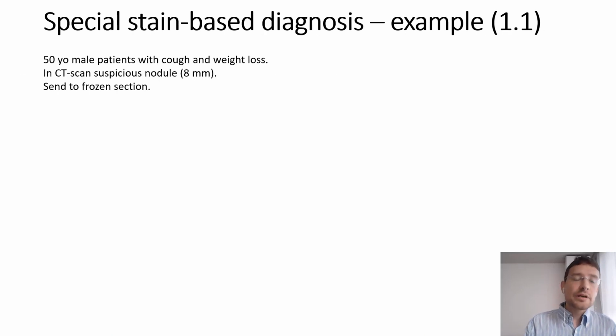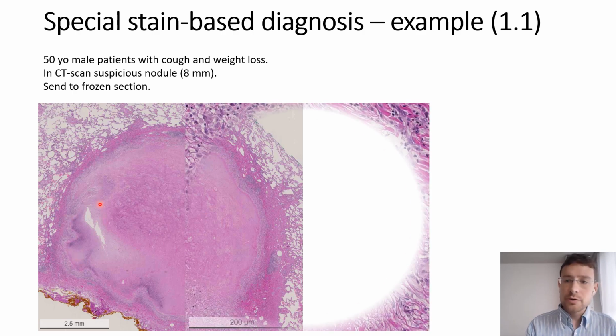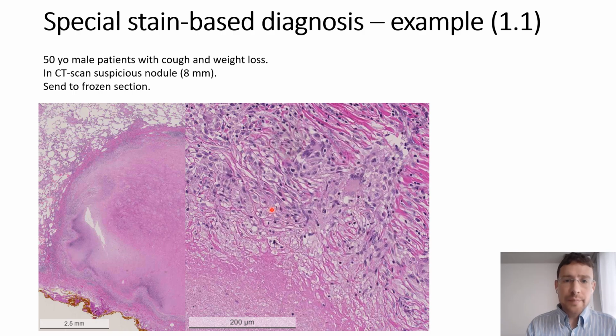Another example: you have here a patient with cough and weight loss, and in CT scan you see a suspicious nodule of 8 millimeters. The surgeon sent us for a frozen section to rule out a tumor, and that was what we have seen. We can see here a lesion with central necrosis, and in the peripheral part some kind of inflammation. At a greater magnification, we can see epithelioid histiocytes with a giant cell of Langerhans type, and here we can see the necrosis inside. So it is not a tumor.